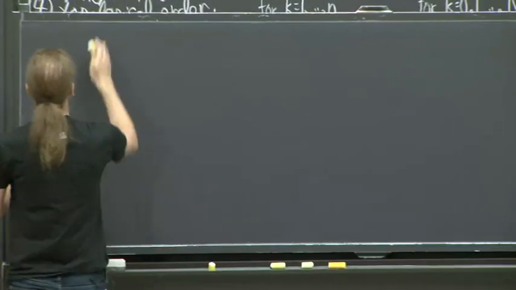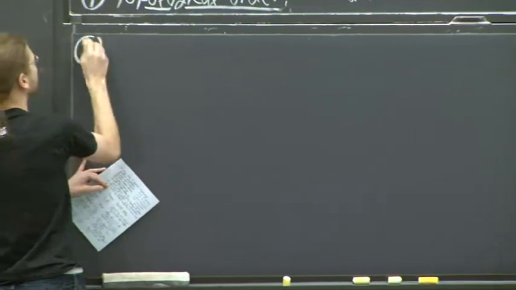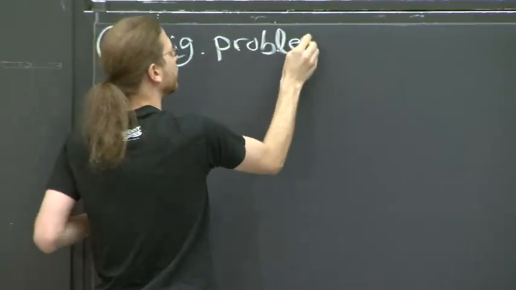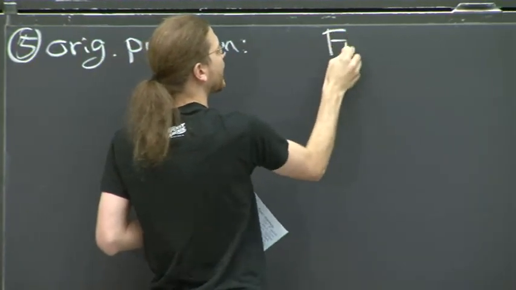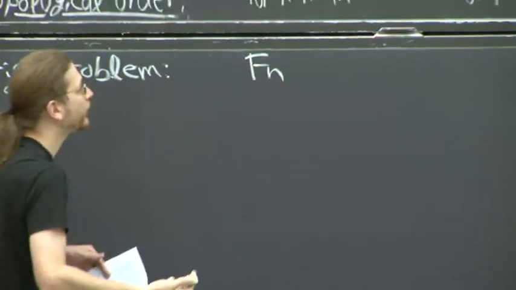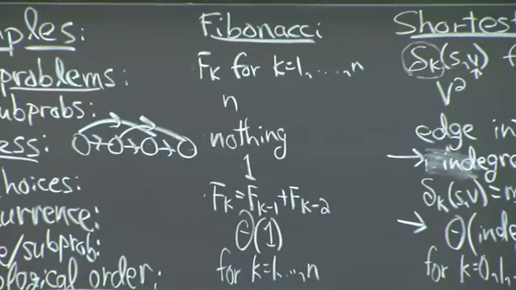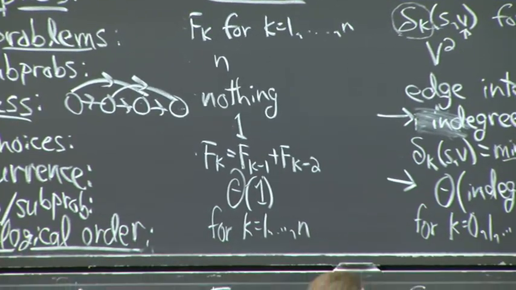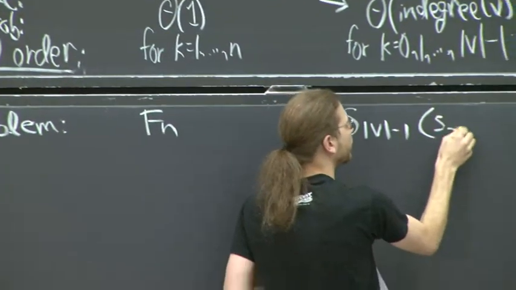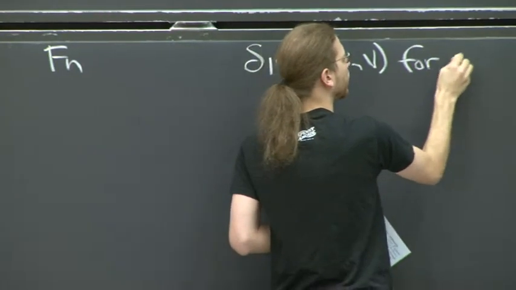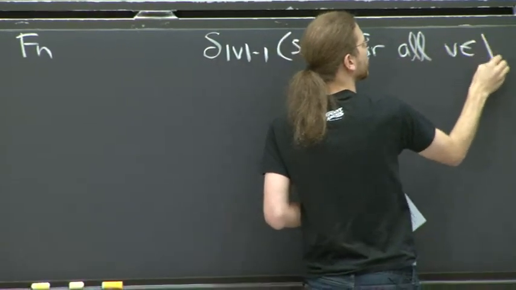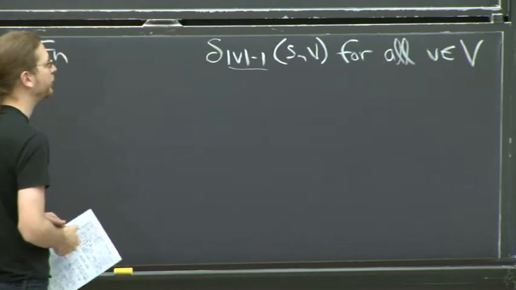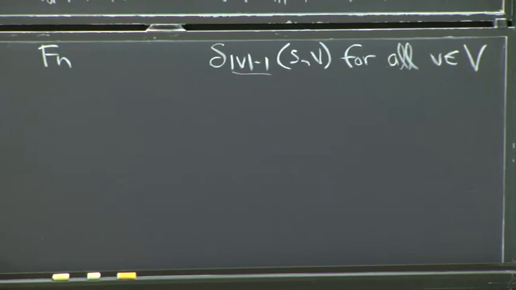We can go down here. Solve the original problem. For Fibonacci, it is Fn, and this is one of our subproblems. So if we solve all of them, we're done. For shortest paths, it's basically delta sub v minus 1 of SV for all v. That's single source shortest paths. And by our Bellman-Ford analysis, that gives us the right shortest paths if there are no negative weight cycles.